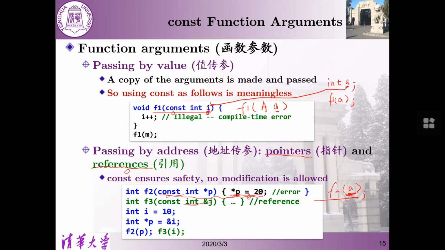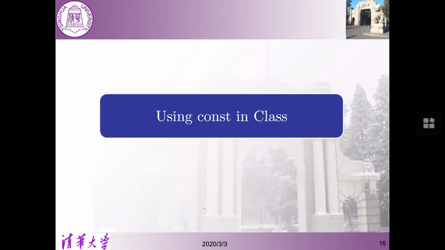For reference it is similar. We'll learn reference later. So this is safety control by passing by address. If we are sure that we do not want to modify the passed arguments, then we should use const. Okay. And this is function arguments using const. Then we will learn how to use const in class.